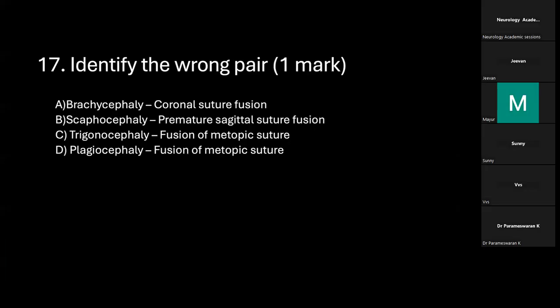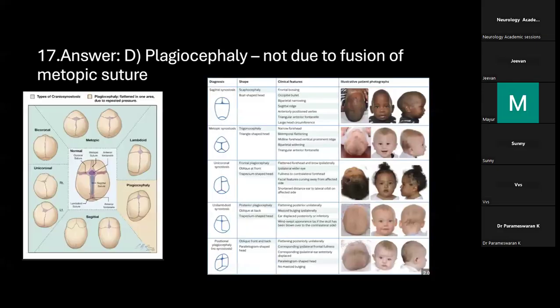The question number 17 was to identify the wrong pair. Among these, the wrong pair is plagiocephaly. It is not due to fusion of metopic suture. The common cause is prolonged pressure over the region that can cause posterior plagiocephaly. However, other conditions where plagiocephaly can be seen is because of unicoronal or unilambdoid synostosis, as shown.